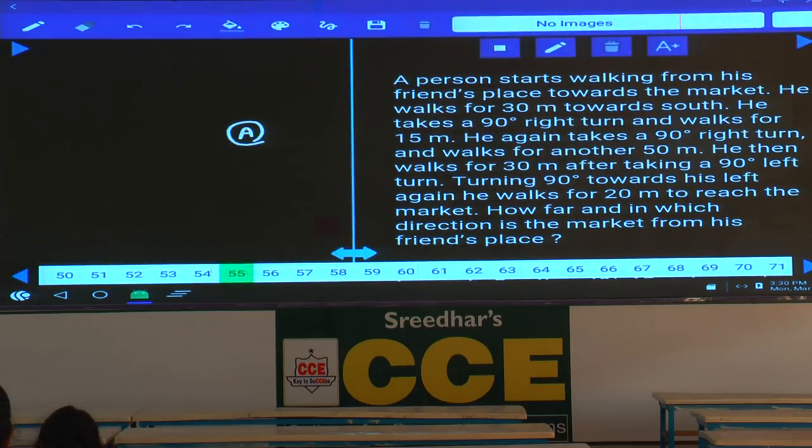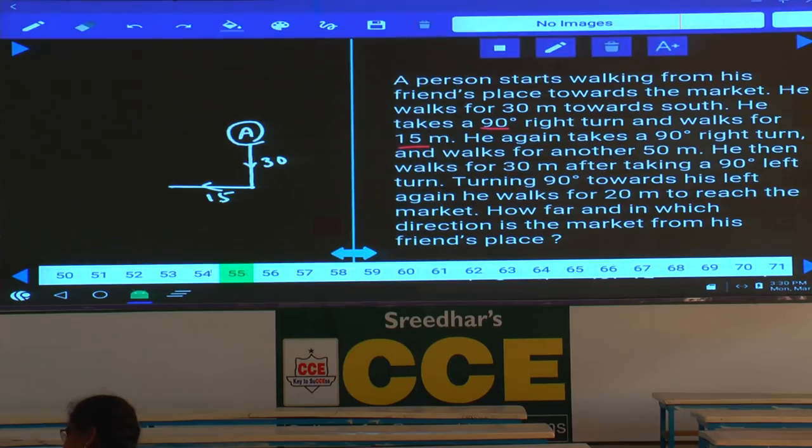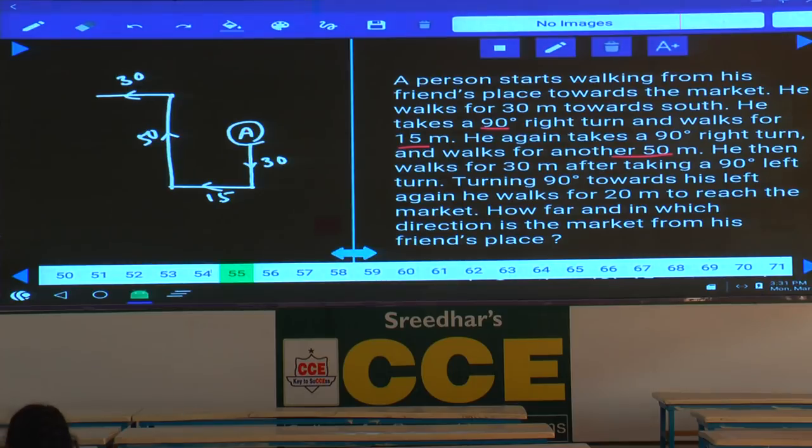From here towards the market, he walks for 30 meters towards south. And he takes a 90 degrees right turn and walks for 15 meters. Again takes 90 degrees right and walks for another 50 meters from here. He then walks for 30 meters after taking a 90 degrees left turn from here. How much has this person traveled? 30 meters after taking a 90 degrees left turn.